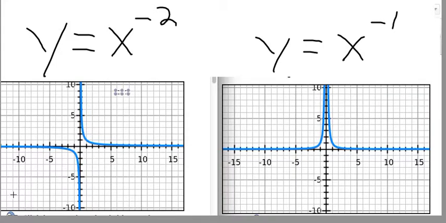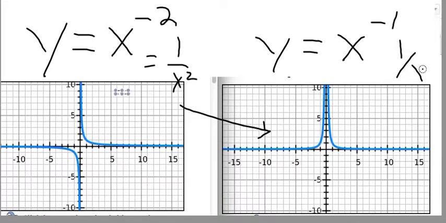So this is a case of understanding that a negative exponent can be rewritten as a fraction. So this is really 1 over x squared. So this is volcano. This is really 1 over x to the first, which is 1 over x, which is our standard inverse function shape.